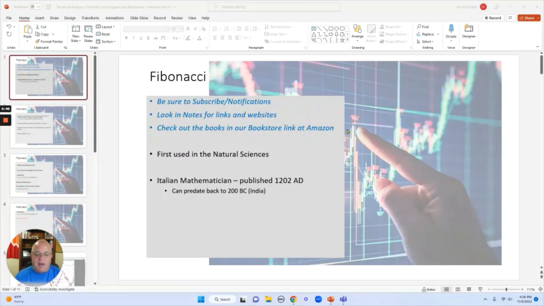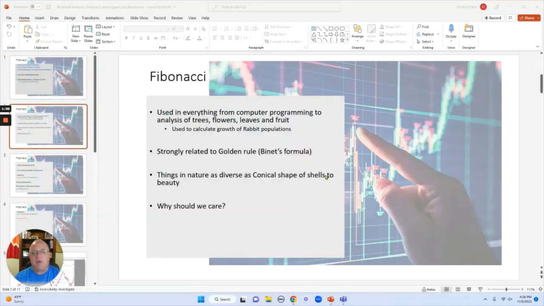So Fibonacci is actually borrowed, if you will, first used in the natural sciences all the way back to 1200 AD, believe it or not, by an Italian mathematician. You could actually go further and look all the way back to 200 BC in India. So it's something that's been around a long time. It's actually a sequence of numbers, but it seems to be used in many ways, kind of like a normal distribution being used across many different science disciplines. The same is true for Fibonacci, from computer programming to the analysis of trees and flowers, leaves and fruit, and so forth. It was even used in studies to calculate the growth rate of rabbit populations.